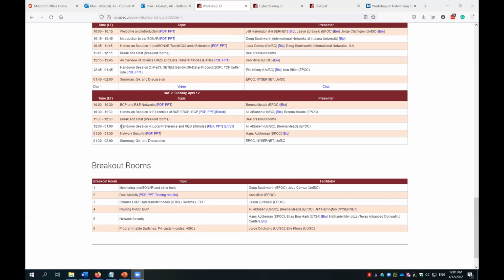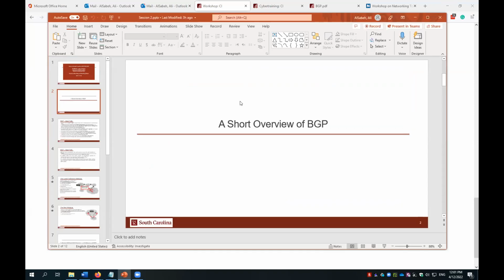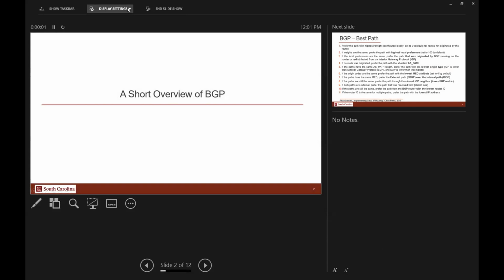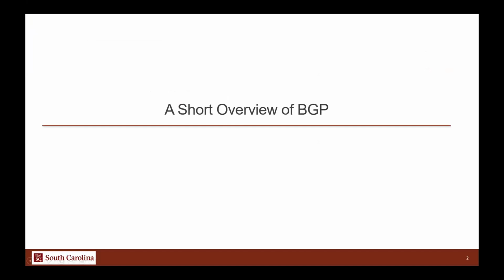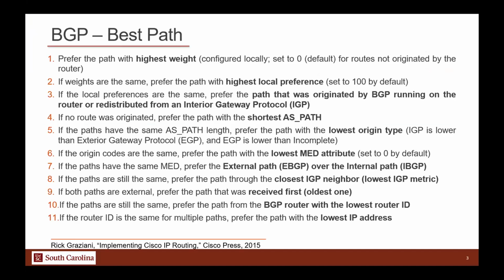Okay, so now we're in the hands-on session, local preference and the MED attributes. You can find again the PowerPoint and the PDF here. This is the PowerPoint overview that I will be using for this hands-on session. And so I'll just go briefly over an overview of the BGP attributes and how BGP selects the best path.